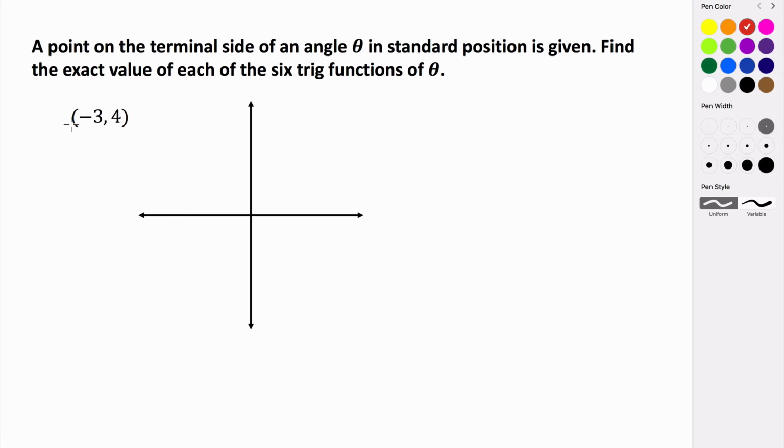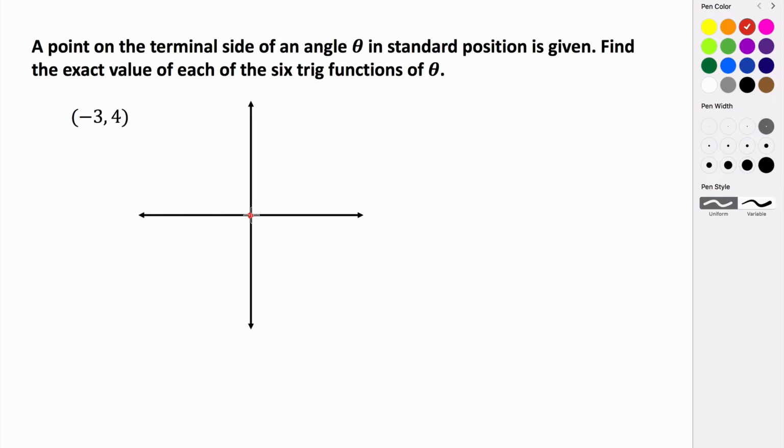For this example, we are given a point that lies on the terminal side of an angle theta that's drawn in standard position. And we're asked to find the exact value of each of the 6 trig functions. So that's the sine, cosine, tangent, cosecant, secant, and cotangent of theta. So first, let's draw our angle in standard position.